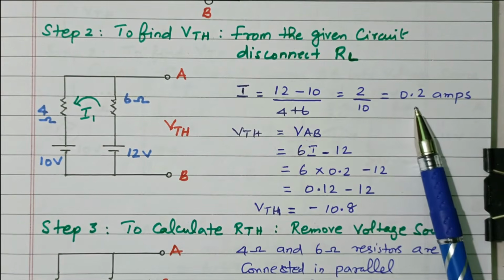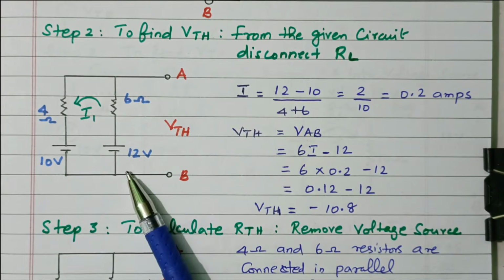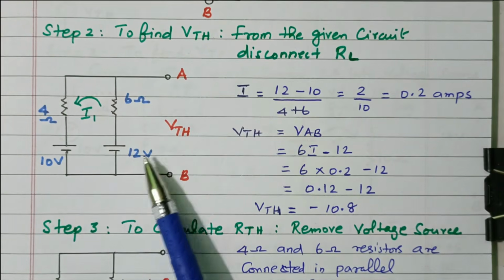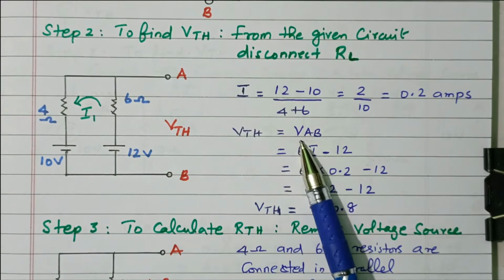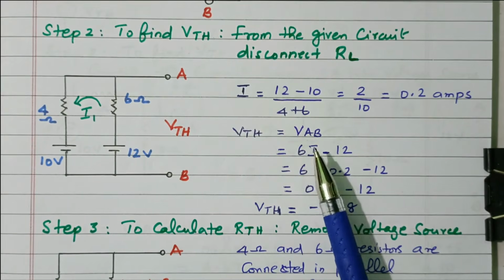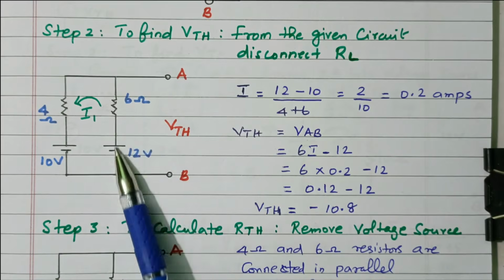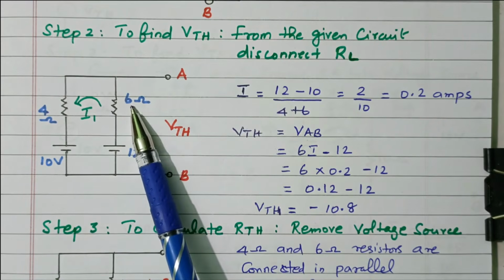So the 0.2 ampere is flowing through this circuit. So the voltage across this arm is equal to V Thevenin. V Thevenin equal to VAB. Right? So what is the voltage across this? The 6 ohm resistor is available.